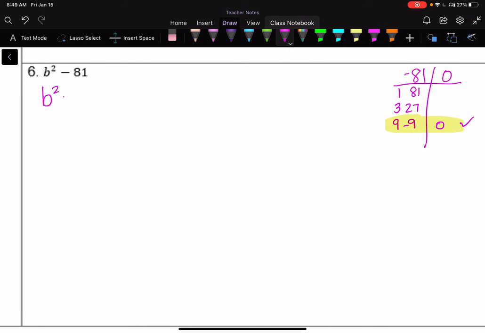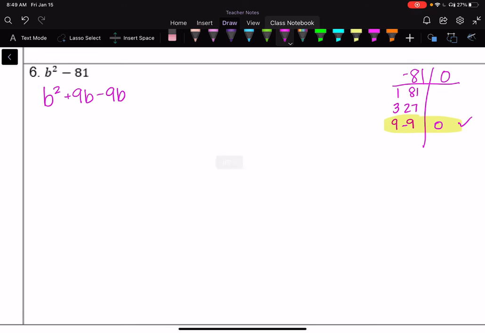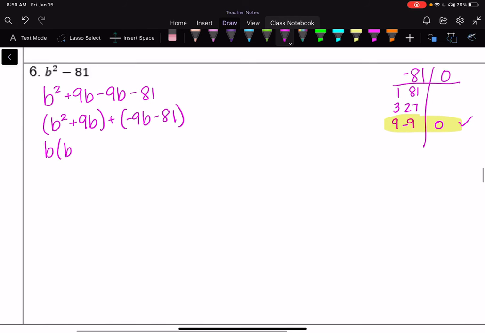B squared plus 9b minus 9b minus 81. I'll group my terms, and then take my GCF. My funny GCF is the binomial, and what I'm left with is b minus 9.